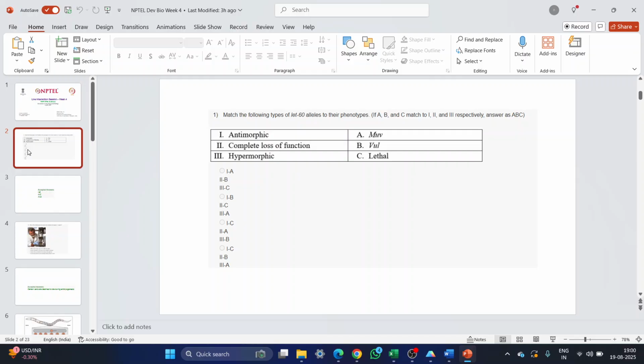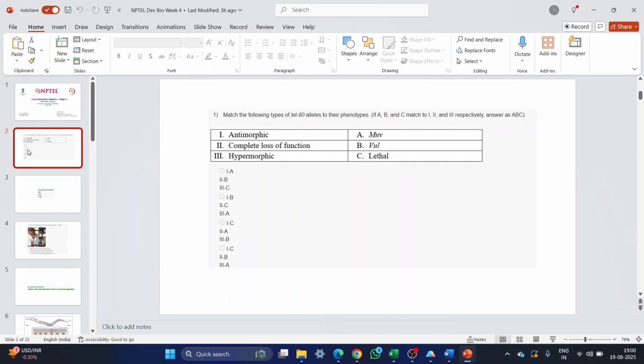So, our first question is, match the following types of lead 60 alleles to their phenotype. Okay, so it is a match the following kind of question. Your options are antimorphic, complete loss of function, and hypermorphic. And your options for phenotype are multivulva, vulvaless, or lethal.